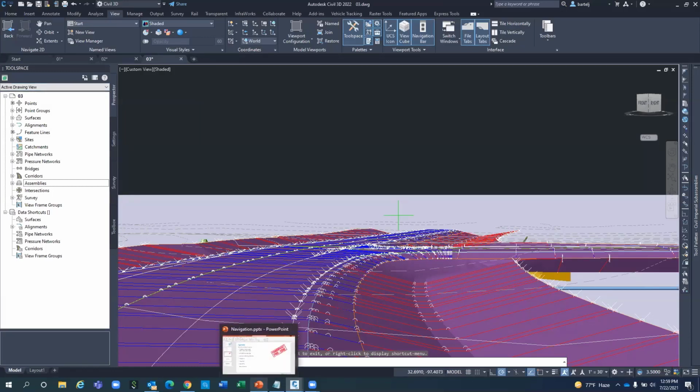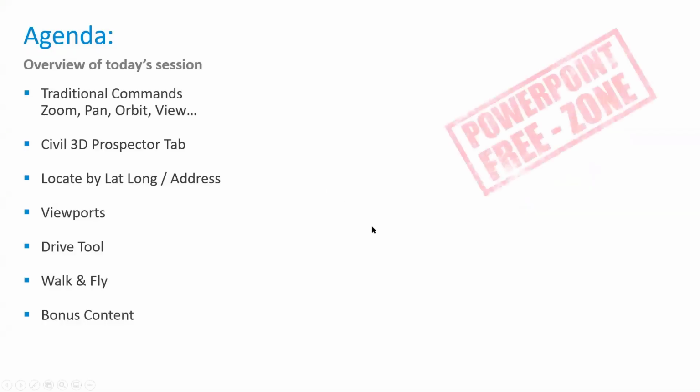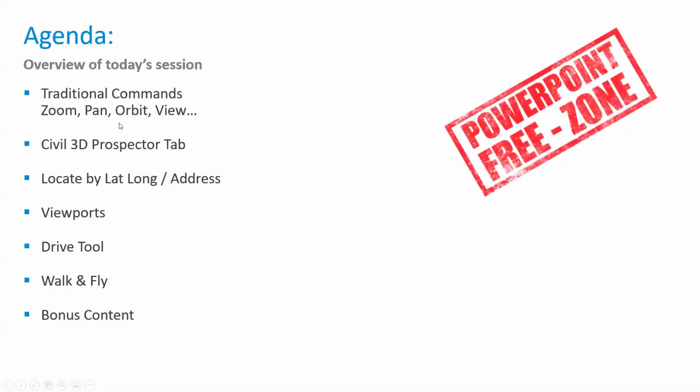So I'm going to flip back to my PowerPoint here. So we looked at some traditional commands. We looked at some aspects of those commands maybe you haven't worked with before. We looked at a way that we can exploit the view cube from within the prospector tab, maybe to zoom to something on the screen that may be challenging to locate otherwise. We can locate some areas via address. It doesn't have to necessarily all be coordinate based.